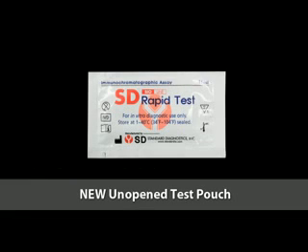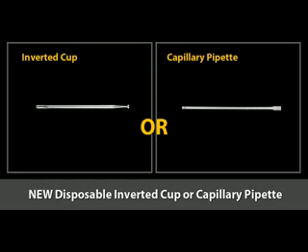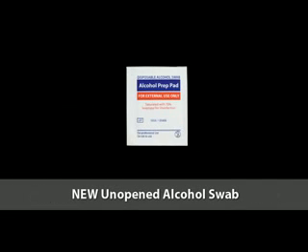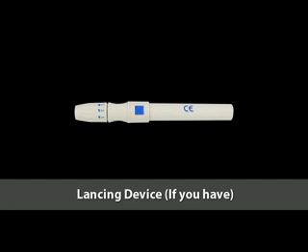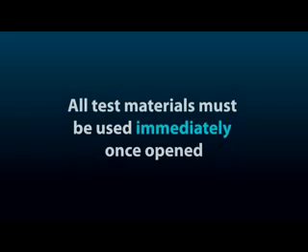New unopened test pouch. New disposable inverted cup or capillary pipette. New unopened alcohol swab. New unopened lancet. New disposable gloves. Buffer. Timer. Lancing device. Now remember, all test materials must be used immediately once opened.